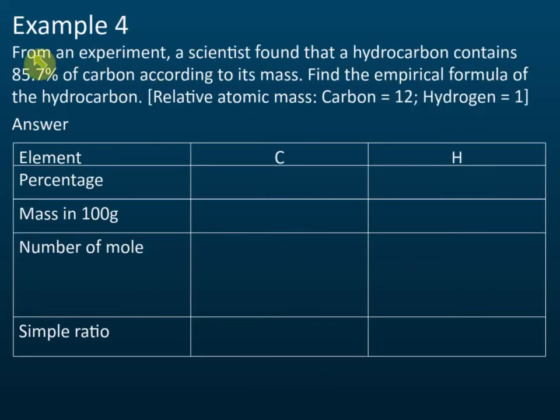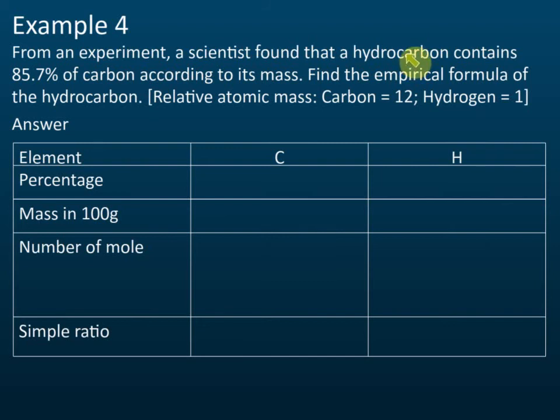Example 4. From an experiment, a scientist found that a hydrocarbon contains 85.7% of carbon according to its mass. Find the empirical formula of the hydrocarbon. Of course, the very first thing that you need to know is what are the elements inside this hydrocarbon. If you are in Form 4, maybe you don't know what is a hydrocarbon, because you are going to learn hydrocarbons in Form 5.